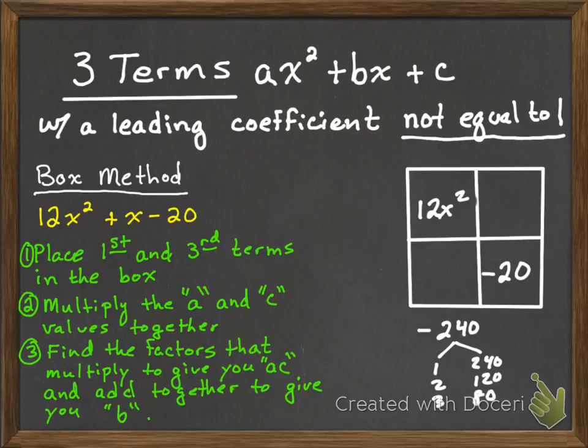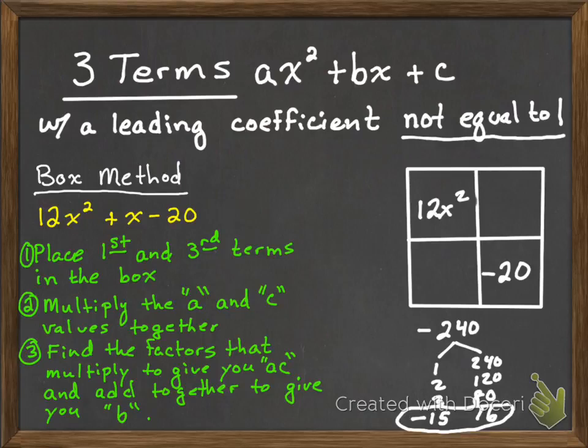The pair of numbers that will work here is going to be 15 times 16. And remember that since this is a negative 240, one of these two numbers would have to be a positive and the other one would have to be a negative in order to multiply together to give us negative 240. Well, since the middle term is a positive 1x, we want the 16 to be positive and the 15 to be negative. That is the pair of numbers that will work for this particular factoring.